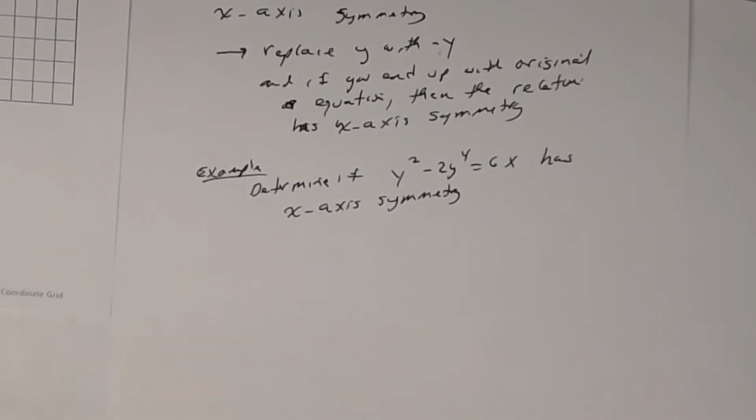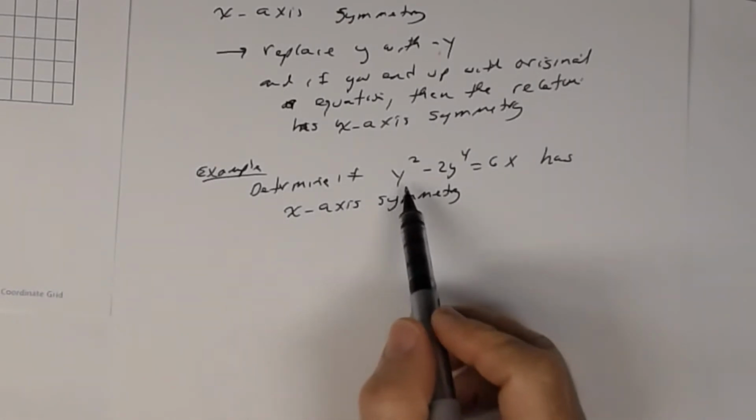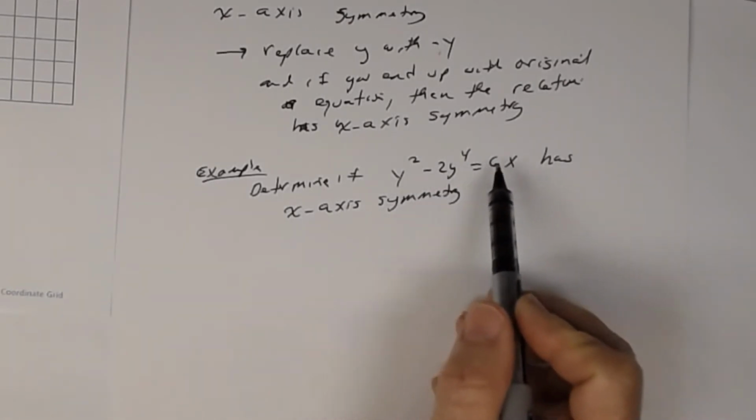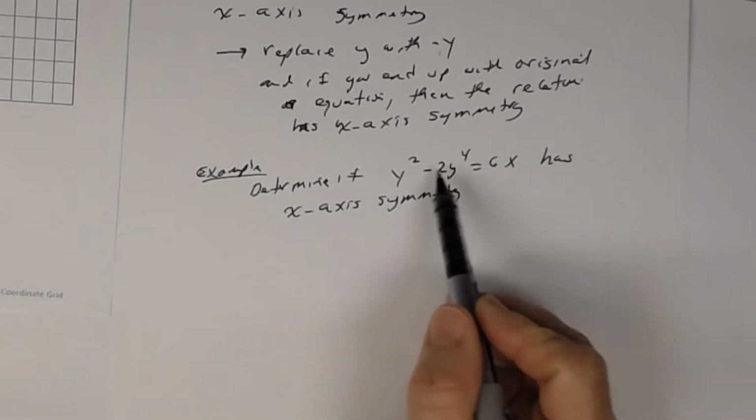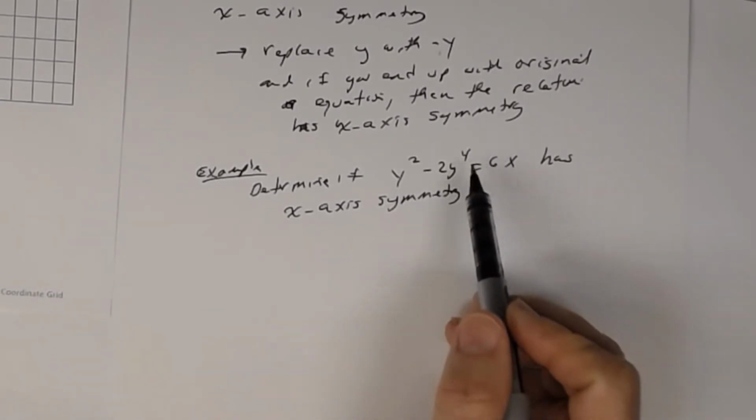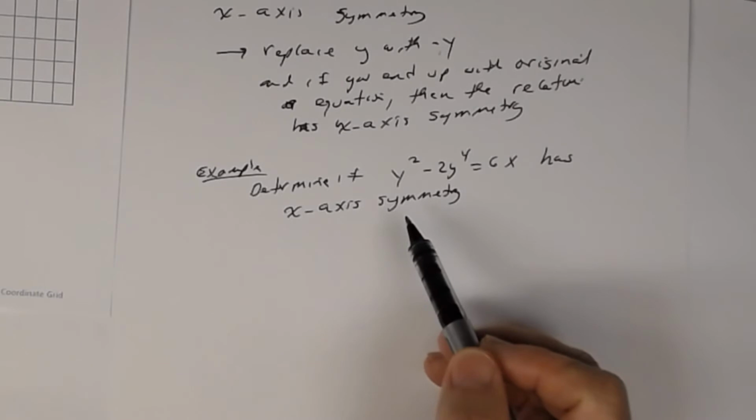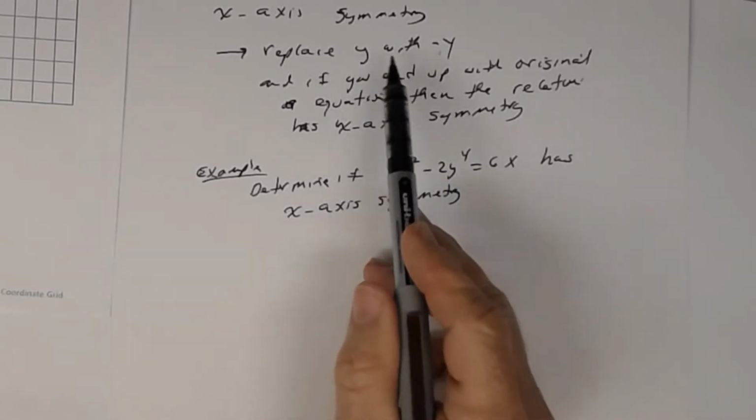On your worksheet and on test 3, you're going to have to do this. Sometimes they have this in the final exam, not always, but sometimes they do. And if you take calculus, you're going to have to know about symmetry. So be aware of that. If you want to determine if this relation has x-axis symmetry in terms of its graph, you replace y with negative y.